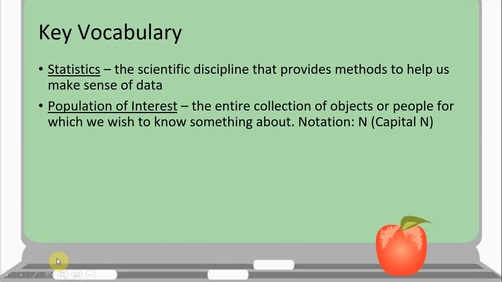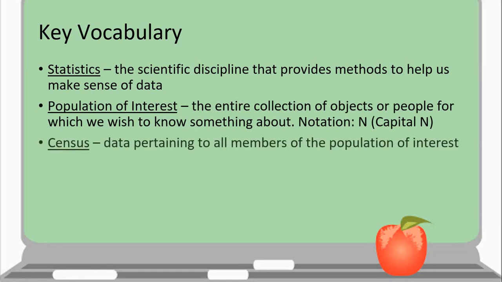Okay, in terms of population of interest, that's the entire collection of objects or people for which we wish to know something. Okay, we want to know something about all undergraduate college students in New York. That would be our population of interest. Maybe we want to know something about all seniors in college in the United States. That would be our particular population of interest. The way we notate a population of interest in this course is the capital letter N. So if capital N equals 100,000, it means we're dealing with a population of 100,000.